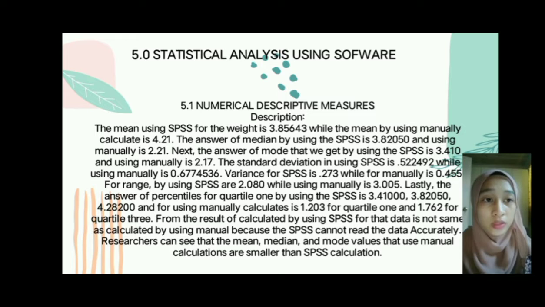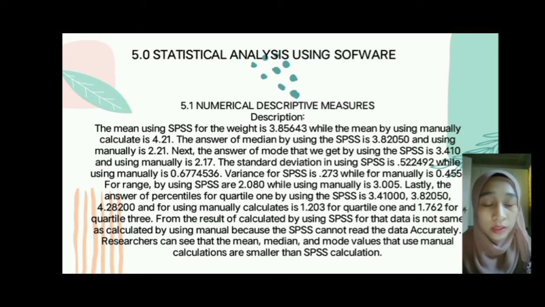The standard deviation using SPSS is 5.22492 while manually it is 0.6774536. The variance for SPSS is 2.73 while manually it is 0.455. For range, using SPSS it is 2.080 while manually it is 3.005. Lastly, the percentiles for quartile 1 using SPSS are 3.41000, 3.82050, 4.28200, and calculated manually it is 1.203 for quartile 1 and 1.762 for quartile 3.